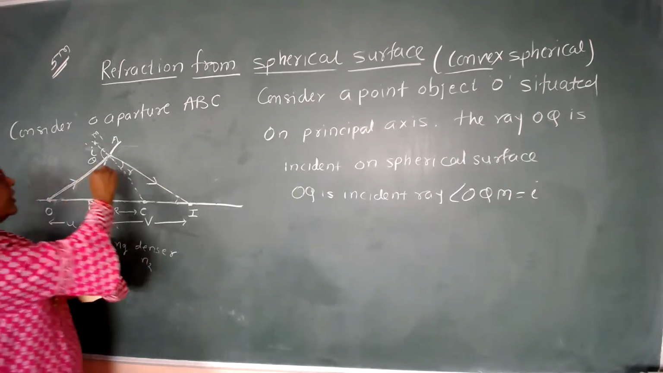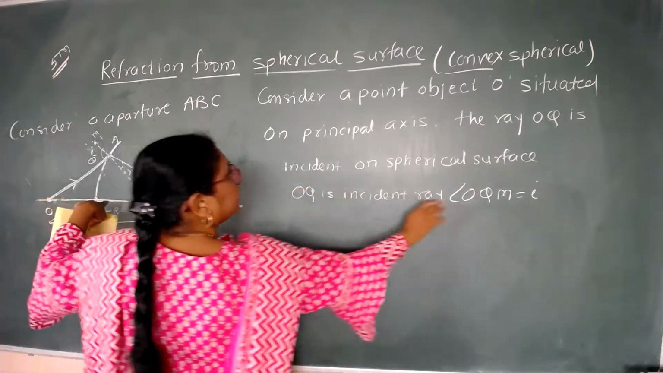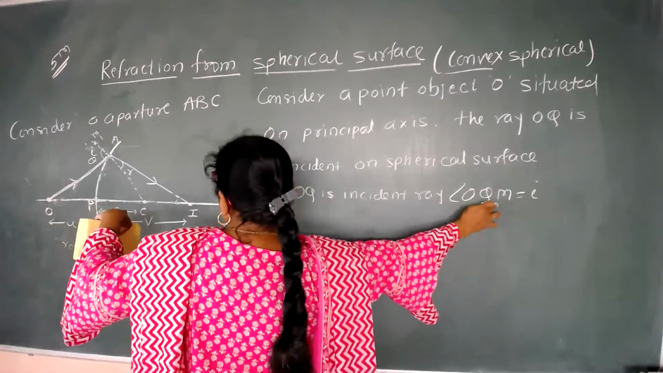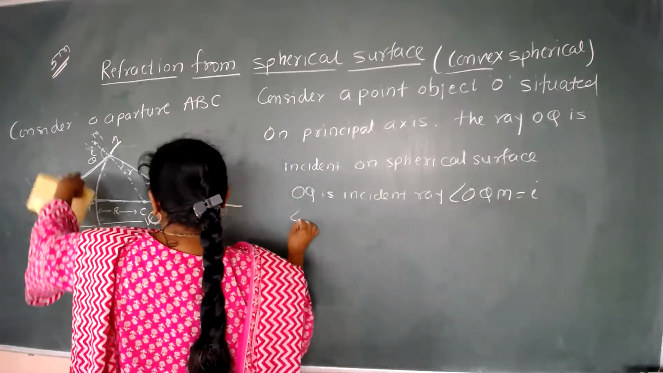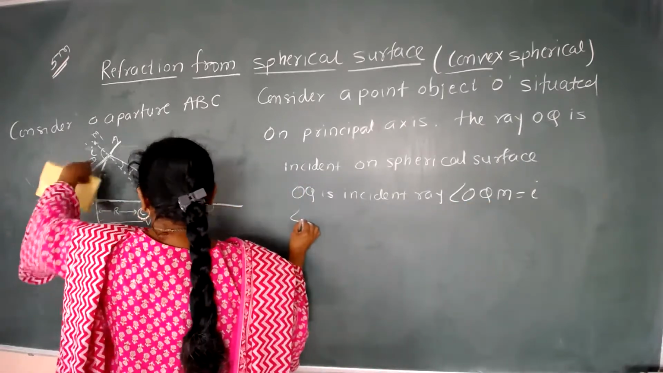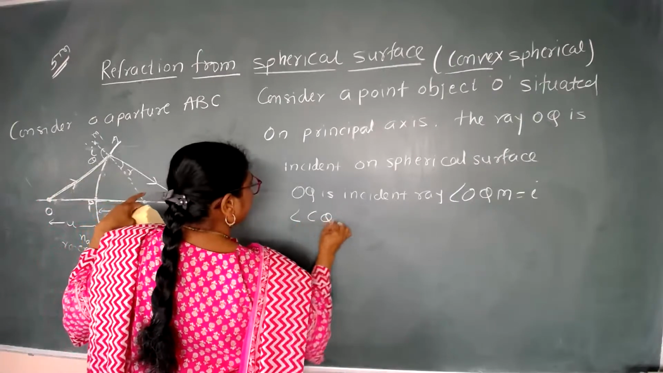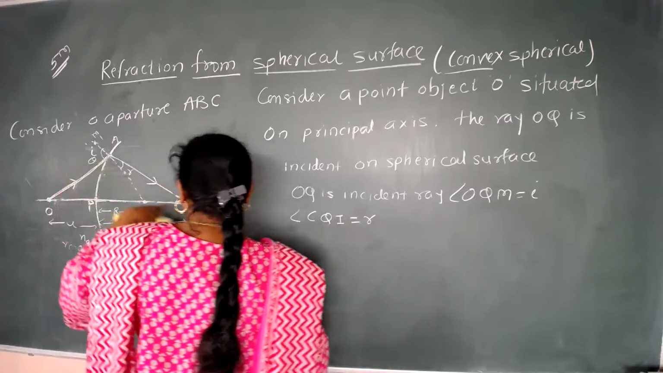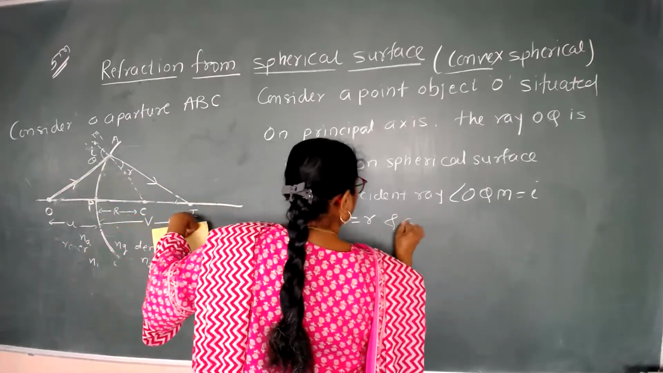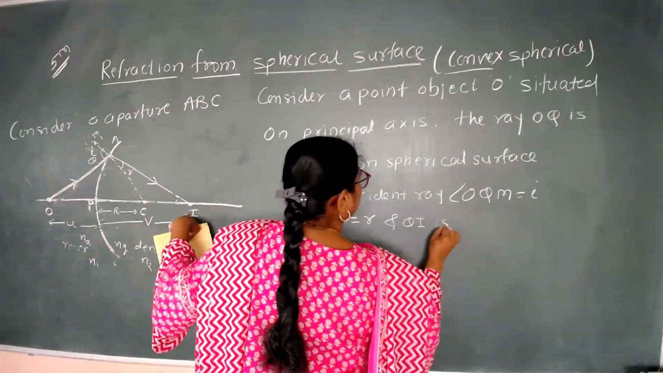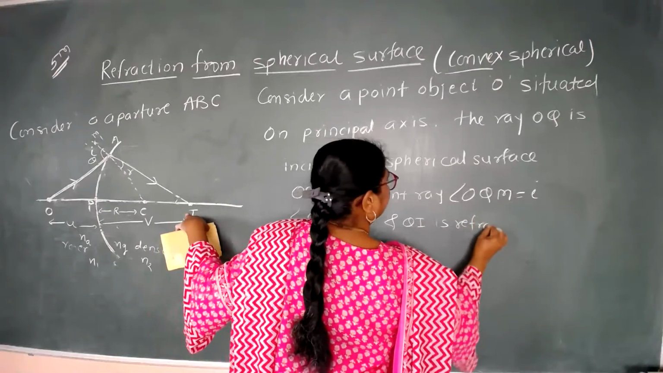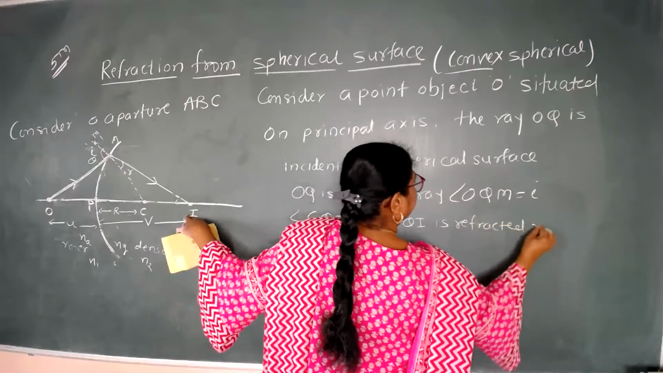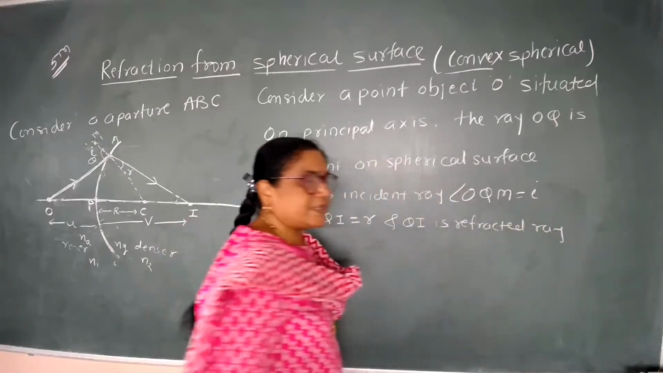Here, this angle OQM is equal to I. The angle QCR is equal to R. And QI is the refracted ray. So this is the first part.